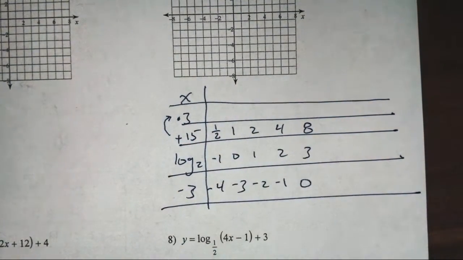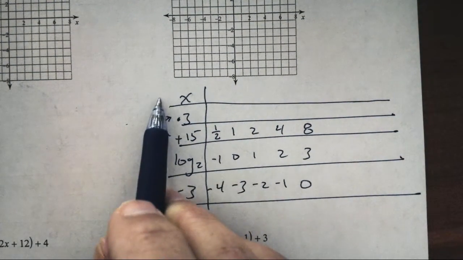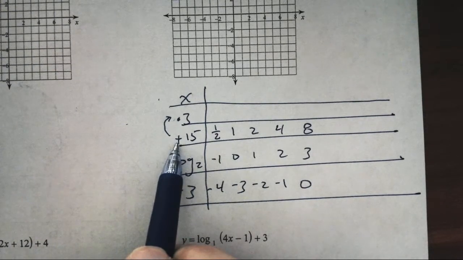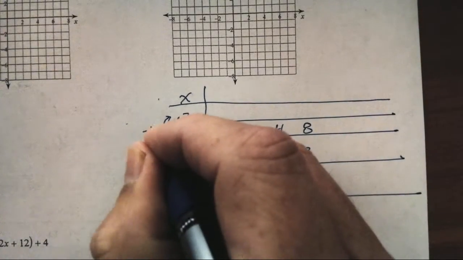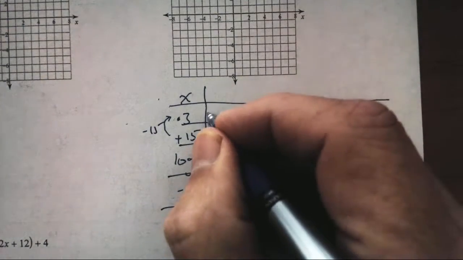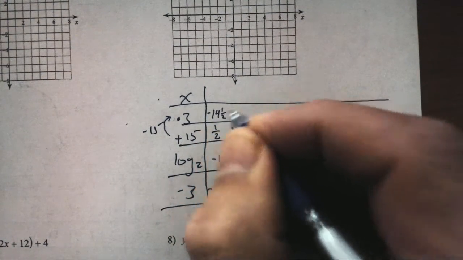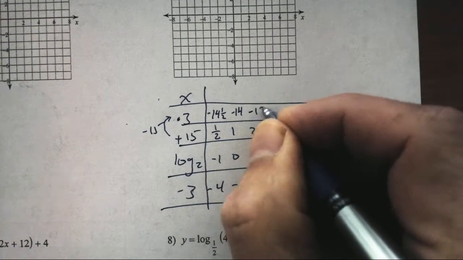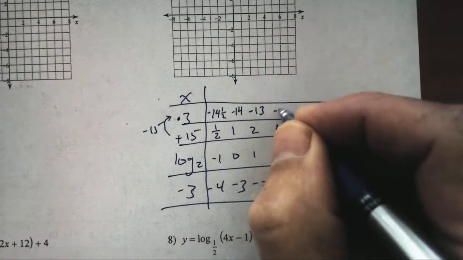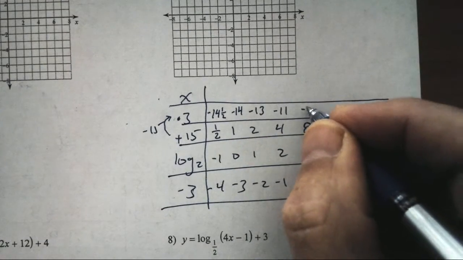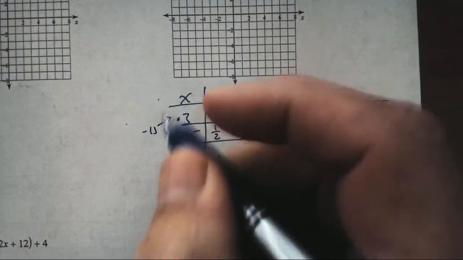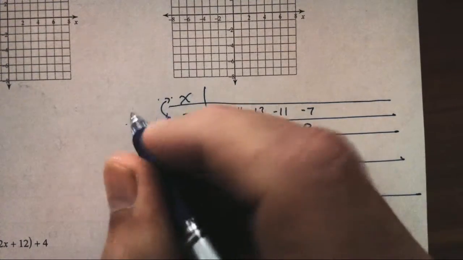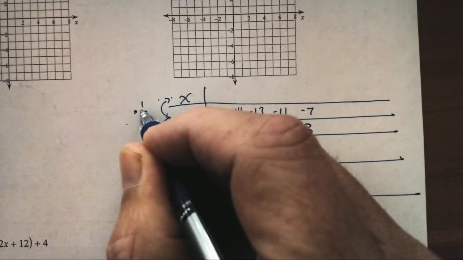Backwards. Here's where people get messed up when there's 2 steps. To get from A to B, I multiply 3. B to C, I add 15. So C back to B, I have to subtract 15. Not the most convenient. Negative 14.5. Negative 14. Negative 13. 4 minus 15, negative 11. 8 minus 15, negative 7. And to get from A to B, I multiplied 3. So to get back there, I have to divide 3 or multiply by 1/3.